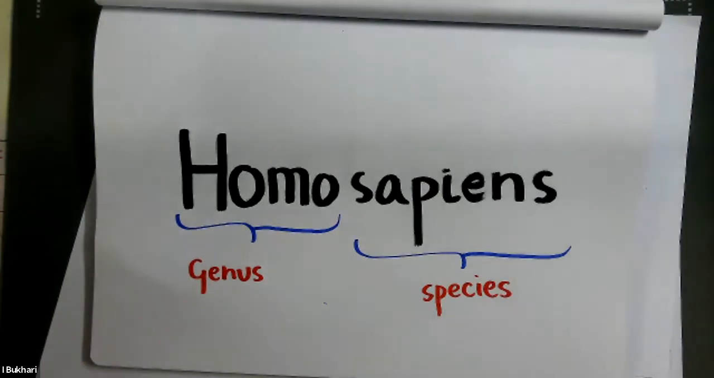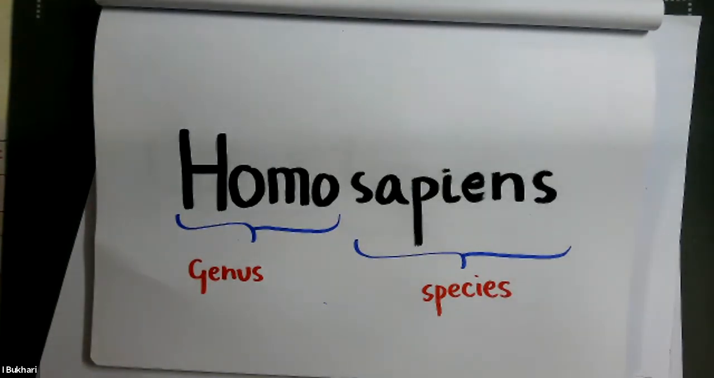A way to remember that genus comes first and species comes later: we have to remember our scientific name, Homo sapiens. What I like to do is that sapiens starts with an S, and so does species. So I just remember it this way. The latter word is the species, and the first word is the genus.